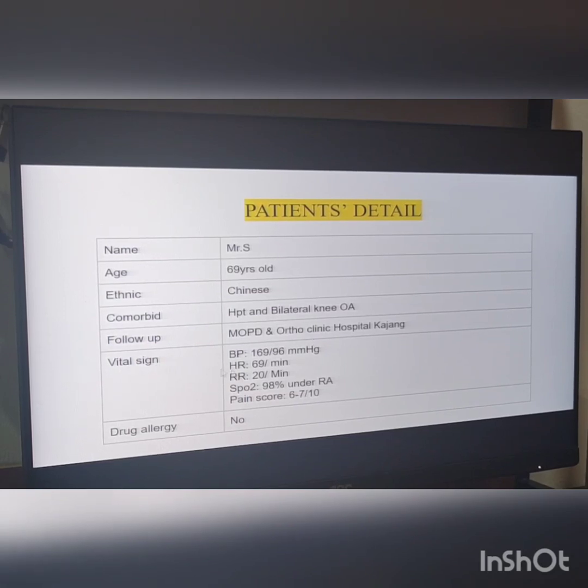So the patient's vital signs look stable. The BP you can see here is 169 over 96 millimeters of mercury. For a hypertensive patient, I think this is okay. Maybe the patient is in pain, that's why the BP is a bit high. The heart rate is normal, 69 beats per minute, and the respiratory rate was 20 per minute. The oxygen saturation is about 98% on room air, the patient's pain score was 6 to 7 over 10, and the patient denied any allergy to medication.